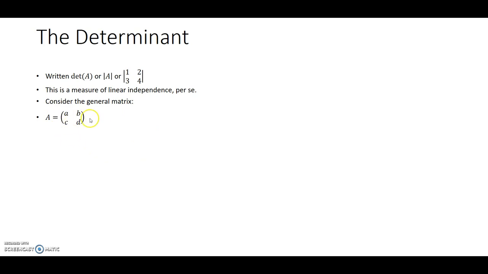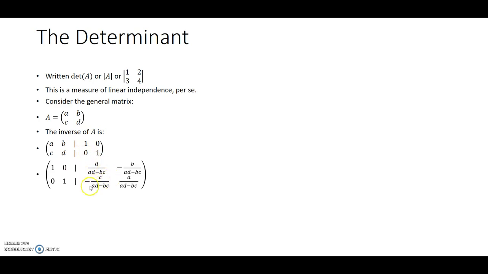So consider the general matrix A, B, C, D. Suppose I want to find the inverse of A. So what I do is I set up the matrix I want to invert on the left, the identity on the right. I perform Gaussian elimination. Now, if I did this in a computer system that allows me to take inverses with symbolic quantities, here's what I would get.